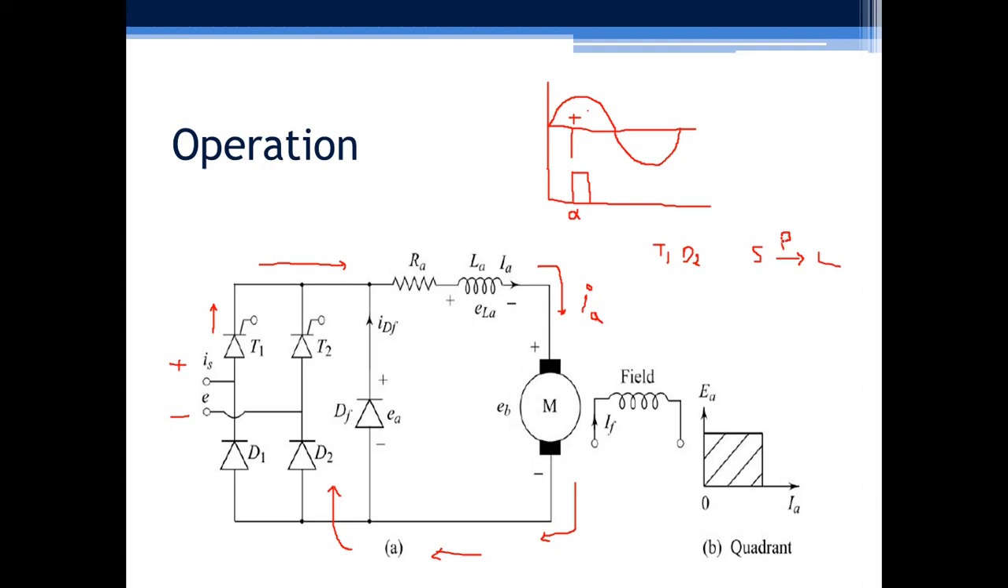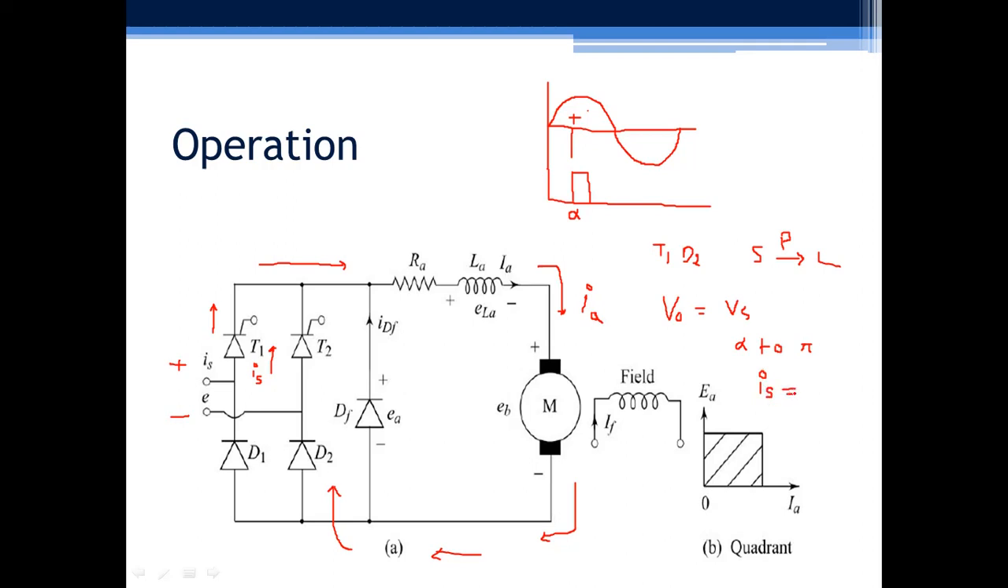This operation is called motoring mode, and in this case the instantaneous output voltage will be equal to the instantaneous input voltage. Here supply current is flowing in this direction, so we will indicate this current as IS. Supply current is positive here, and the same current is flowing through the output side. So we can say that for alpha to pi duration, supply current and output current both are the same.